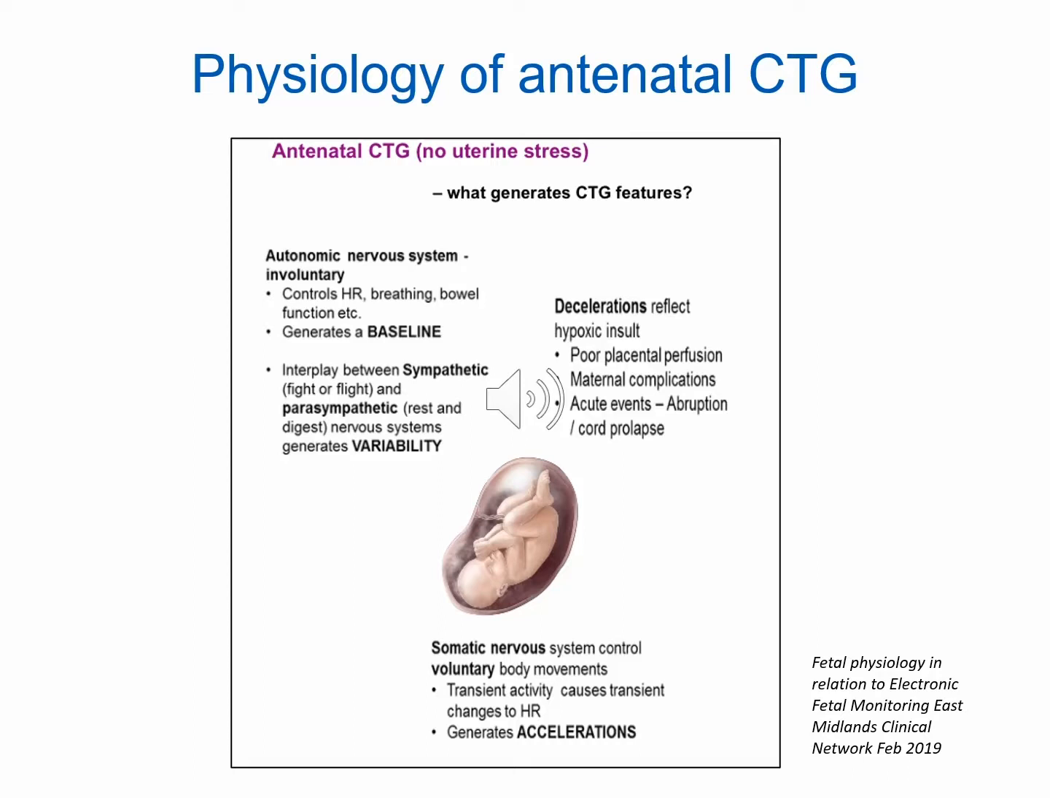Baseline variability is dependent on the maturity of the parasympathetic nervous system. The parasympathetic system is therefore responsible for the sleep and wake cycle and generates this variability in the CTG. The reassuring pattern of alternating reduced variability reflects the different behavioral states called cycling.